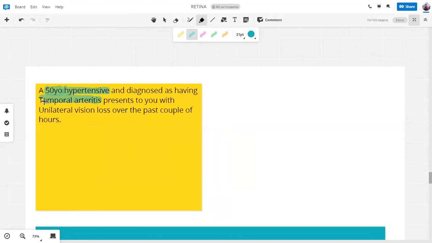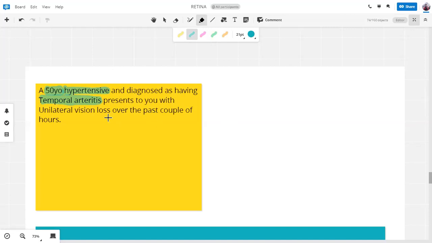Let me tell everyone now, I have written these two things together, hypertension and temporal arteritis. This does not mean that both have to be present in this case. Either of them can be present. The patient can be hypertensive or even he can have temporal arteritis. It is not necessary that both are present together for the disease to occur. Okay. What else?